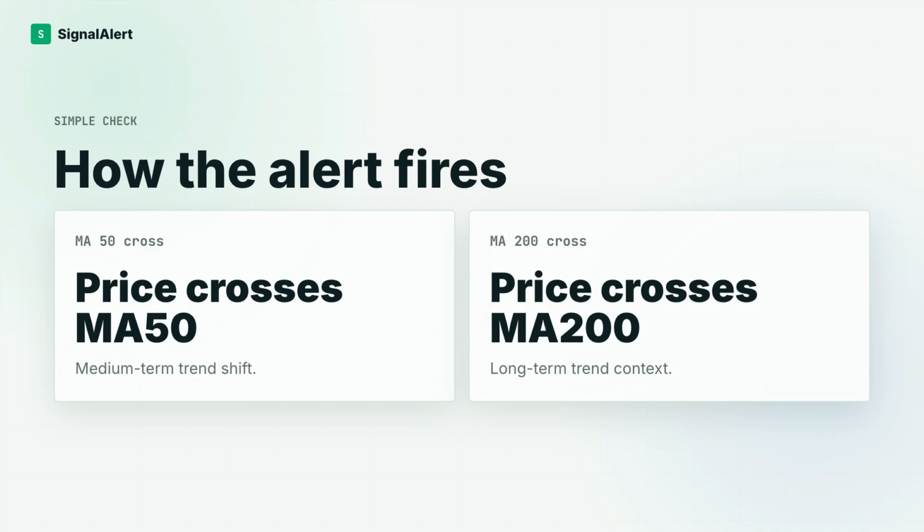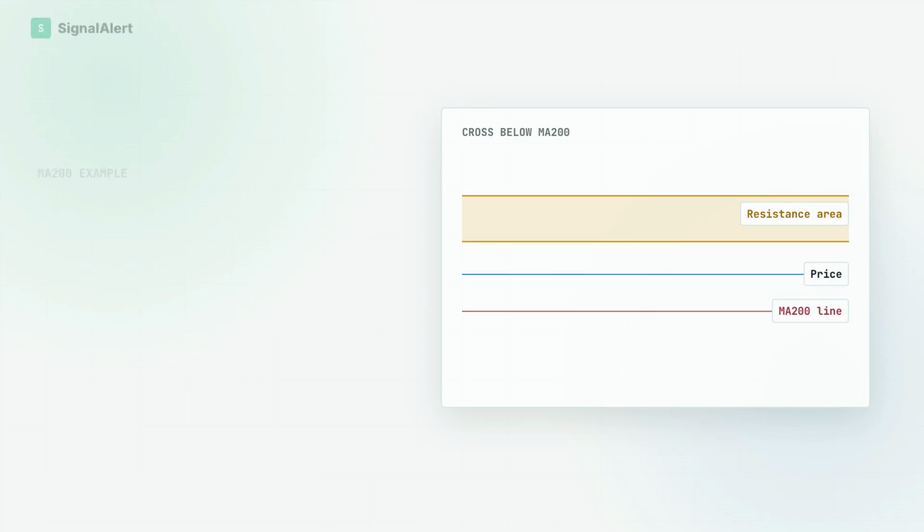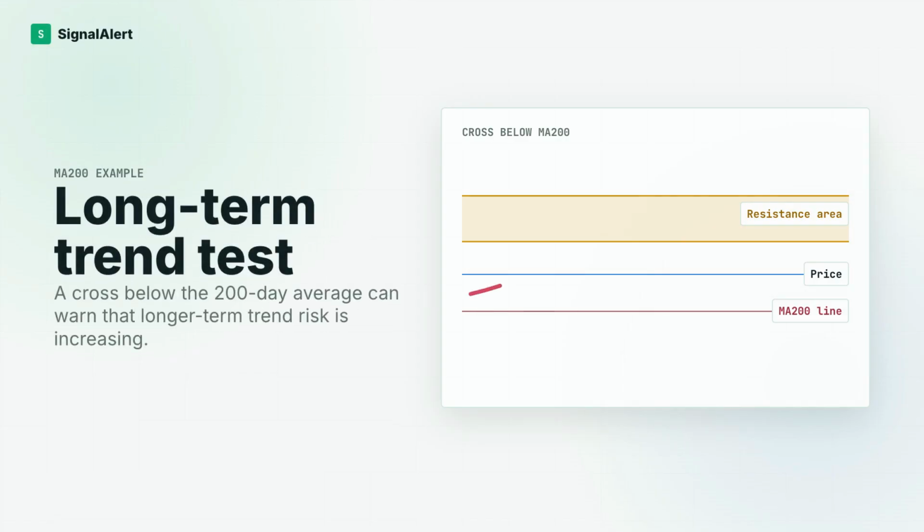For example, a stock crossing above its 50-day average may be recovering after a pullback. That does not automatically mean buy, but it can be a useful signal to review strength, volume, and the nearby resistance area. A stock crossing below its 200-day average can feel more serious because many traders watch that line as a long-term health check. Again, it is not an automatic sell signal.